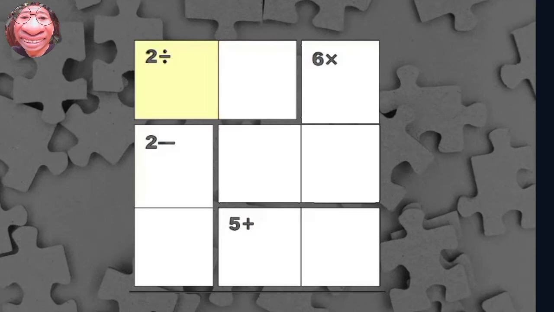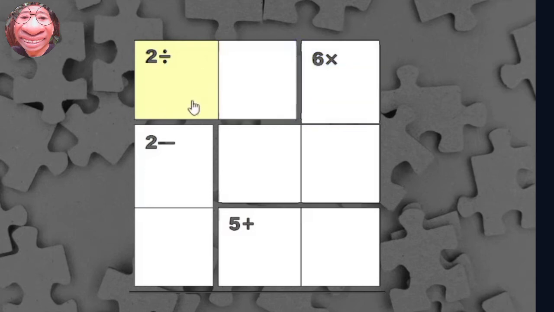First, we will be solving a 3 by 3 table, and with that information, we now know that we will only be using the numbers 1, 2, and 3. Next, we identify the cages, and in this case, we have the cages 2 division, 2 subtraction, 5 addition, and 6 multiplication.